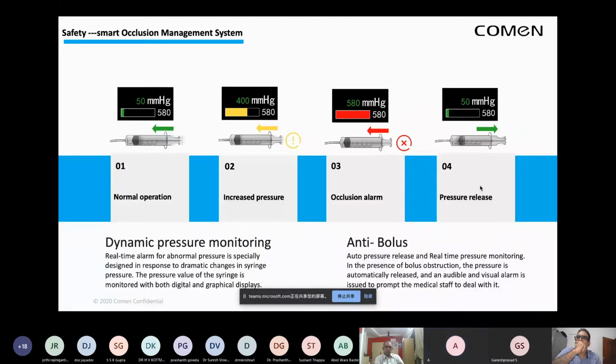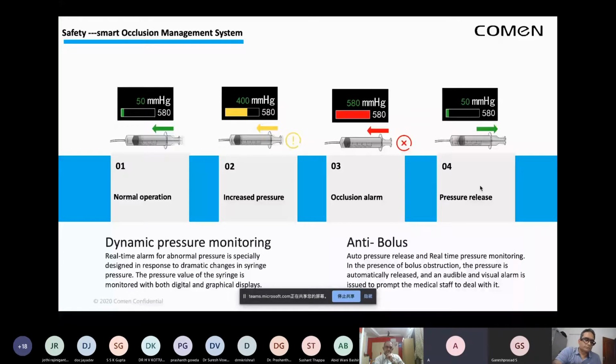And at the maximum level, it will become red, and it also has an alarm system that sends different voice alerts. If you have connected the nurse station or CMS, it can also send the message to the nurse station and the CMS.